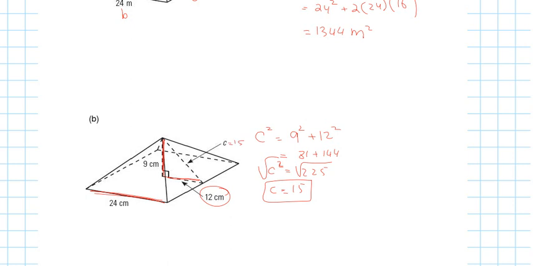Okay, now I can go back and use the formula to find the surface area. The surface area is base squared plus 2bs. The base is 24 squared plus 2 times 24 times 15. 1,296.